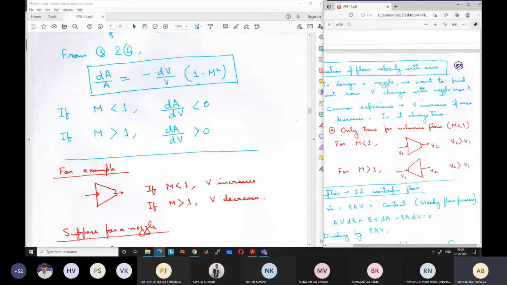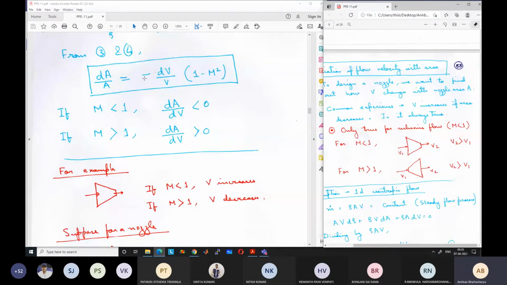Which is very counterintuitive. Generally, we do not associate this because we don't see supersonic nozzles in day-to-day activities. We cannot relate that the area is increasing and the velocity is also increasing. But that is what happens in a supersonic nozzle. So if the area increases, like shown here, the velocity will also increase, and that is clearly seen from the mathematics also.